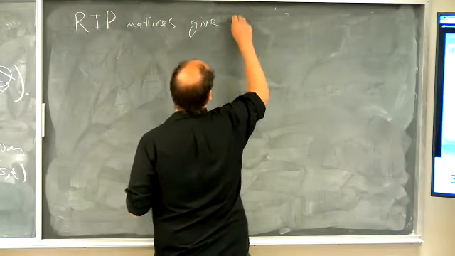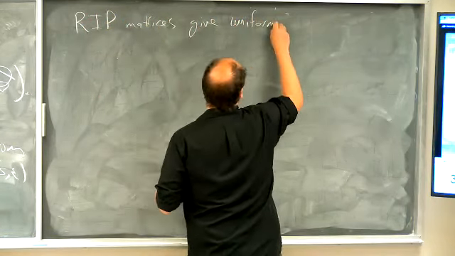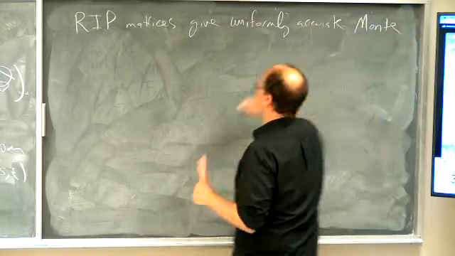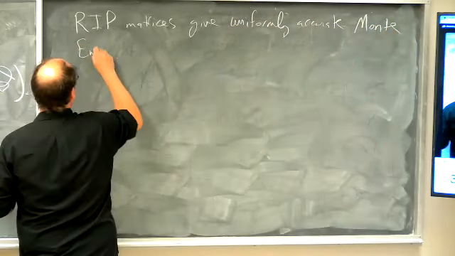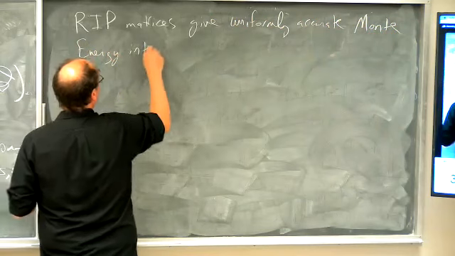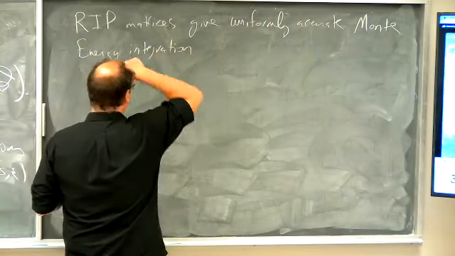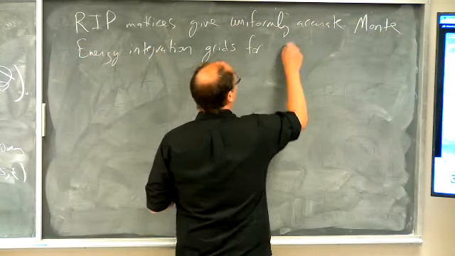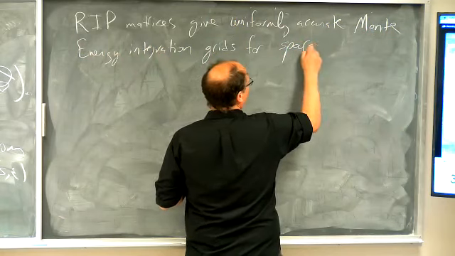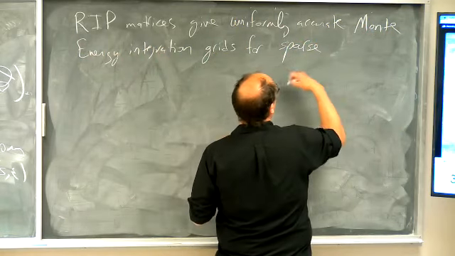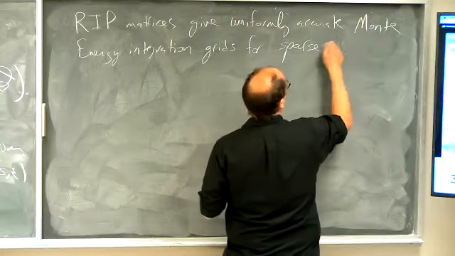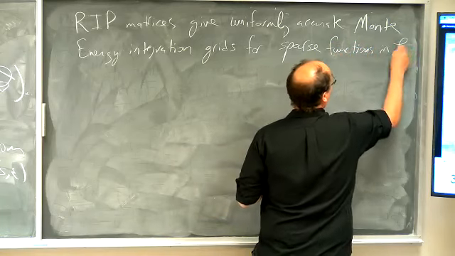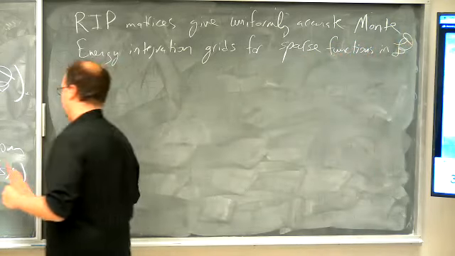Give uniformly accurate Monte Carlo energy integration, I should say. Integration grids or points for sparse vectors on a given basis like this, or for functions that are sparse in a particular basis of this kind. Wonderful.